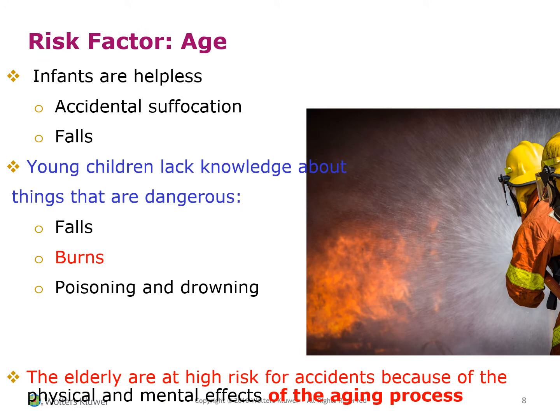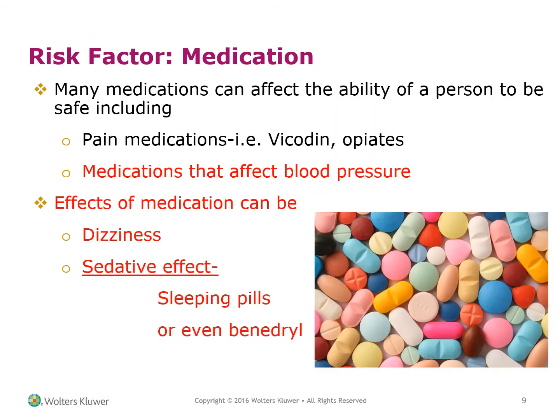Risk factors involving age. For instance, we all know that infants are helpless. There can be accidents such as accidental suffocation and falls. In young children, there's a lack of knowledge about dangers such as, again, falling and burns. They'll touch maybe a hot stove burner or a plate. Also, poisoning and drowning occur among young children. The elderly are at high risk for accidents because of the physical and mental effects of the aging process.